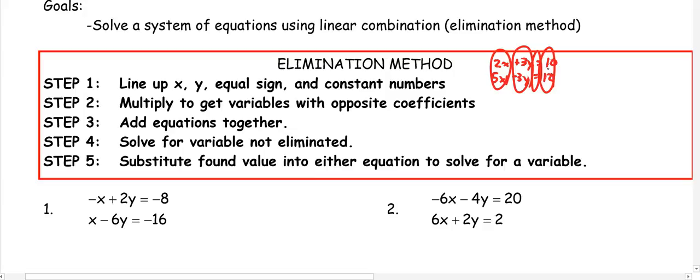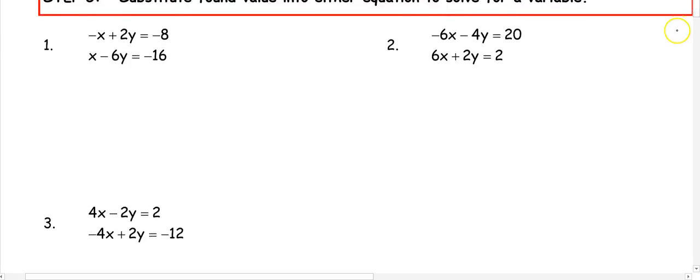Then we're going to multiply to get the variables with opposite coefficients if needed. We're going to add the equations together straight down, and then we're going to solve for the variable that's not eliminated. Once we get that value, just like we did with substitution, we're going to substitute that in to get the other variable. So in number 1, notice that we have x, y, equal sign, number lined up.